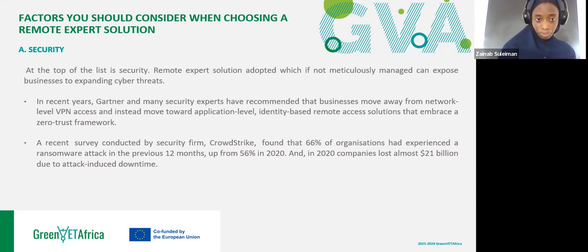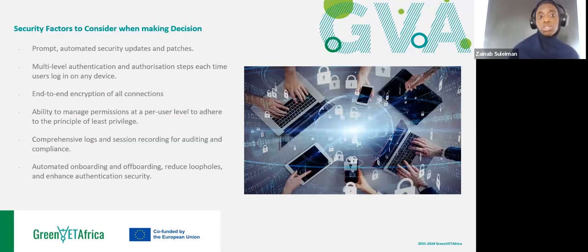Also, a recent survey conducted by security firm CrowdStrike found that 66% of organizations experienced a ransomware attack in 2020, and in 2020, companies lost almost $21 billion due to attack-induced downtime. Also, security factors to consider when making that decision are that the software must have automated security updates, multi-level authentication, meaning authorization steps during login on any device, end-to-end encryption of all connections, ability to manage permissions, comprehensive logs and sessions, and a lot more.